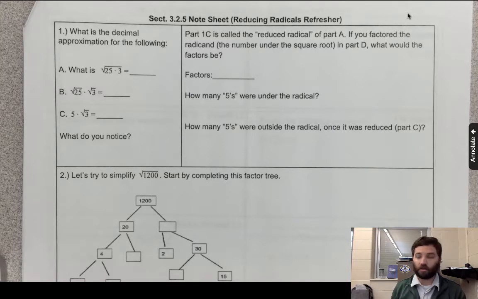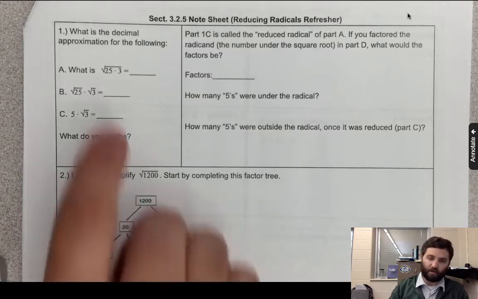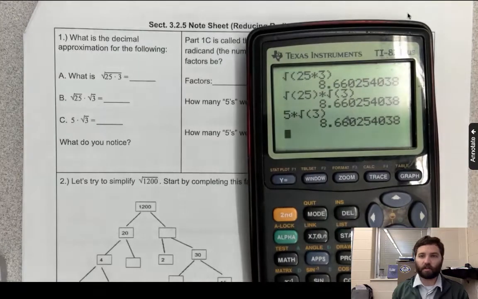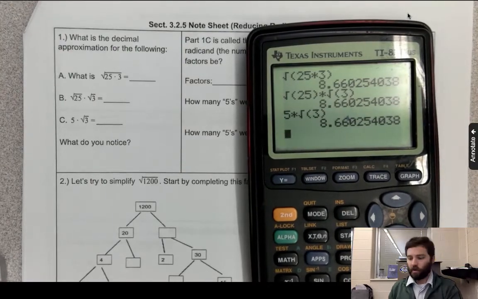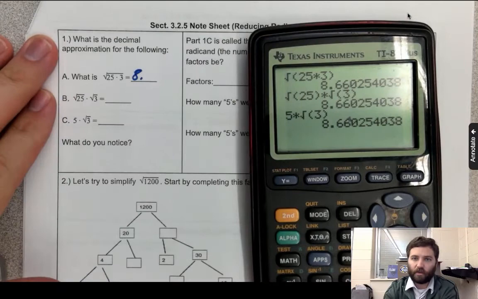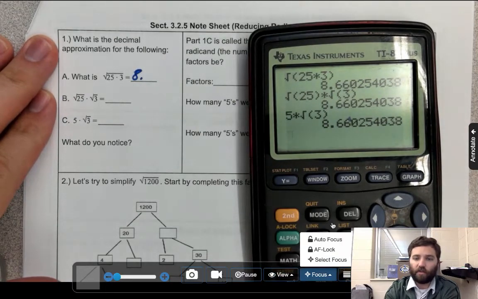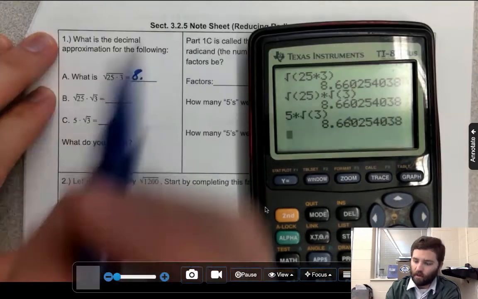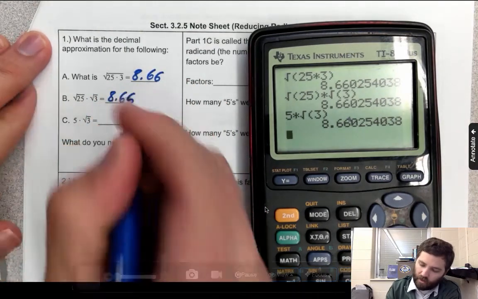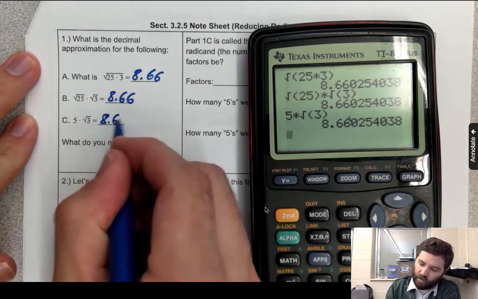So what I'd like you to do first is try this first box on your own. Pause the video and go ahead and put them in your calculator and see what you get for the decimal approximation of each of these. If you paused and did that, this is what you should get. What you see is that you get 8.66 for all of them. In here we're going to round to two decimal places usually, unless it says otherwise.